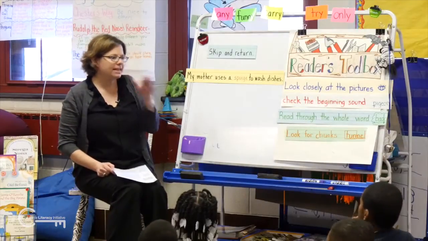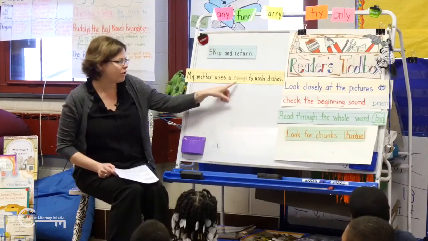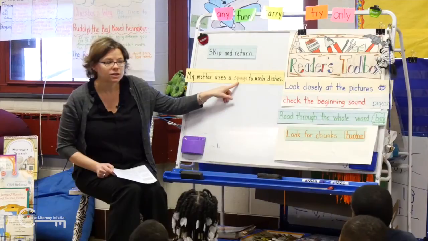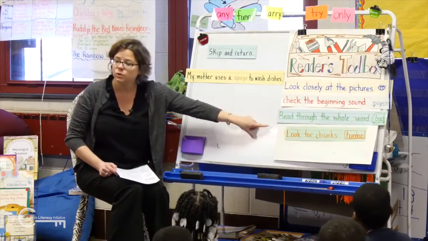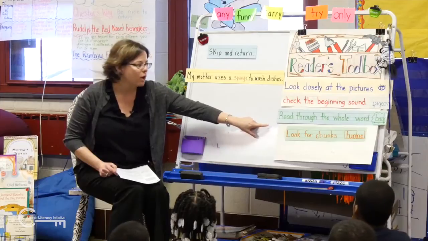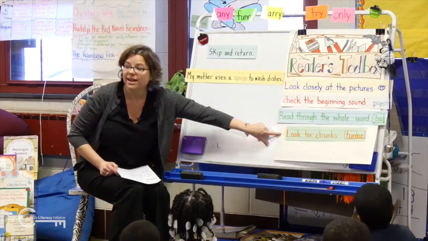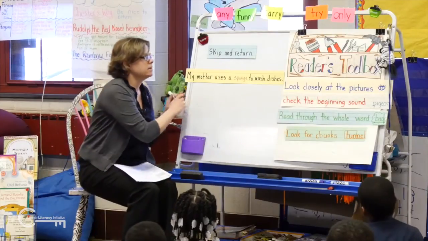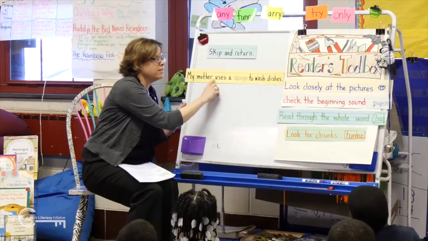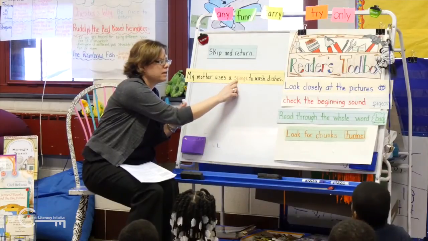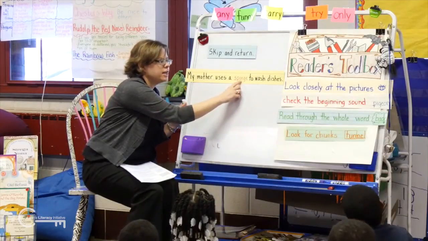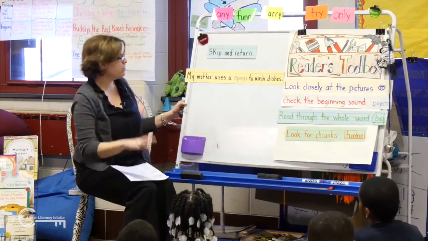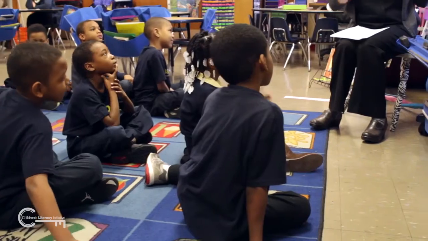And so I kind of paused for a second and thought, I didn't know the word right away. I didn't know it automatically. So I had to use one of my tools from my toolbox to try to figure it out. So I tried to look for chunks. That's the one that I tried. So first I read sp. My mother uses a sp. Then I said ong. Spongy. My mother uses a spongy.